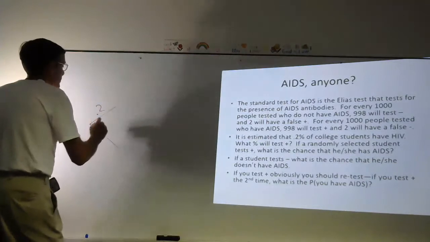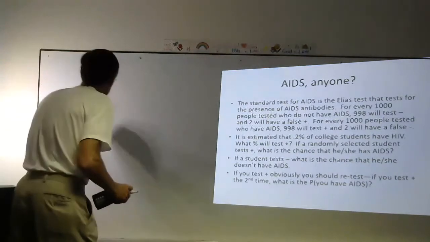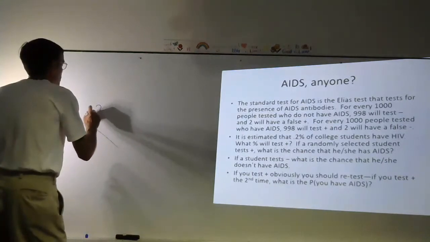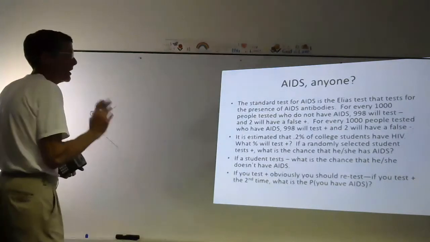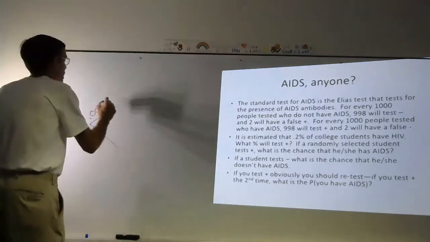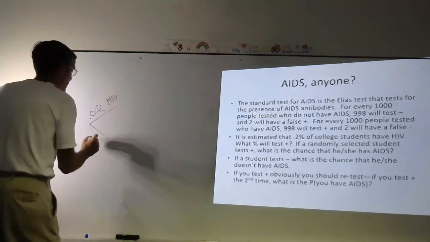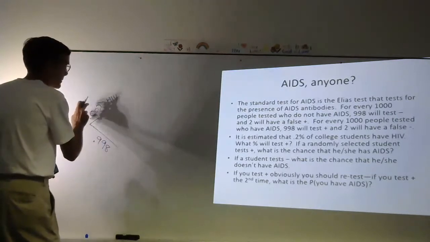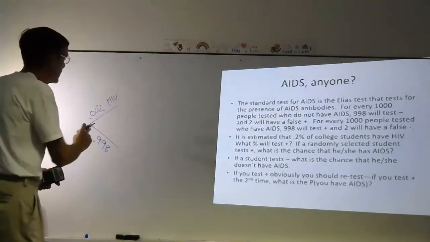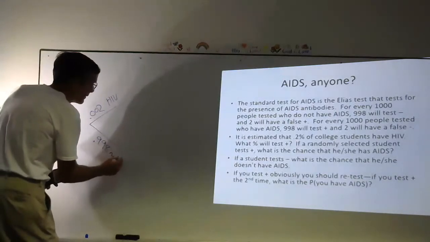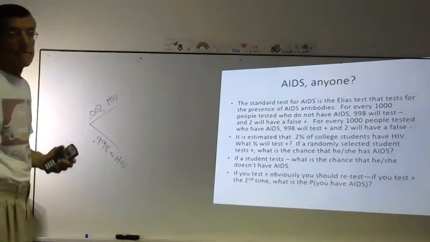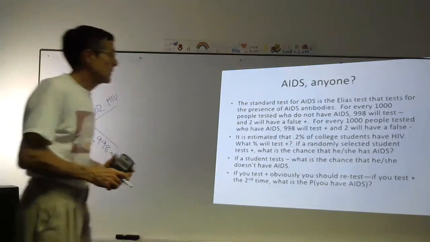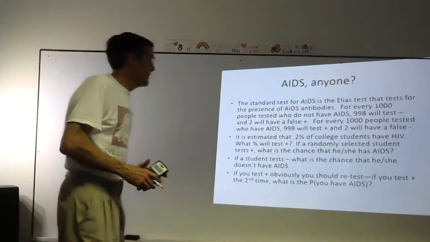0.2. Strike that. That's a percentage. 0.002 are the college students that have HIV. 0.998. Subtract that from 1. Okay, 0.998 do not have HIV. Okay? Now, they're going to take the AIDS test. Okay? They're going to take the AIDS test.